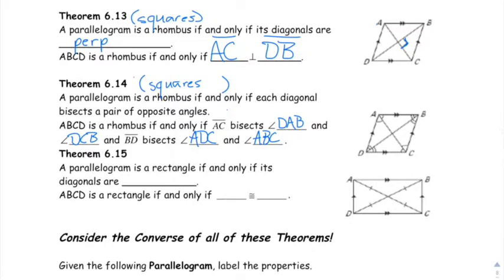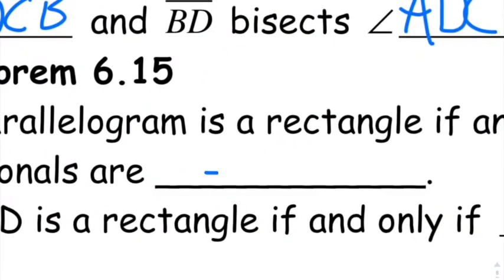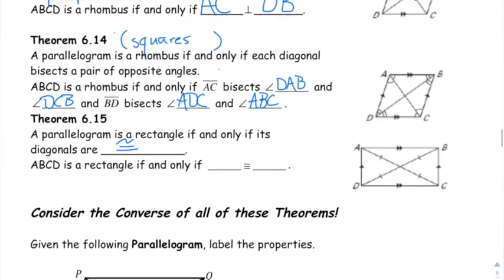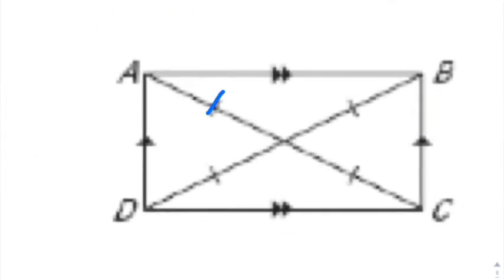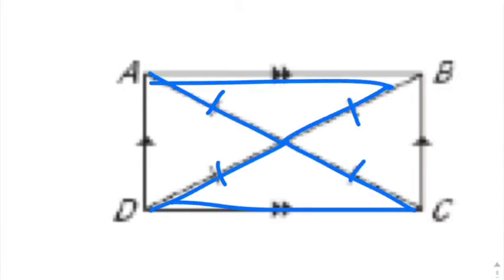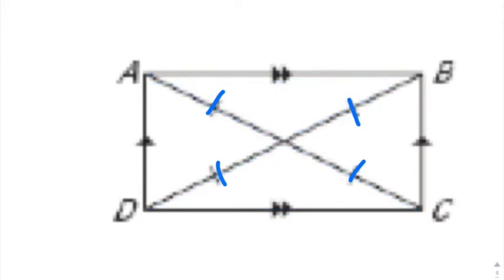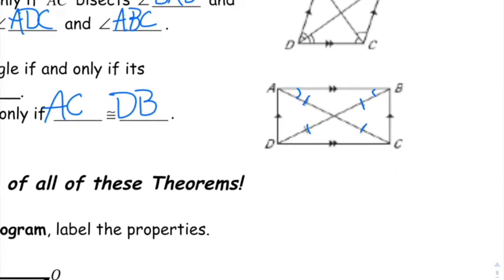Alright, now here's a special property of a rectangle. A parallelogram is a rectangle if and only if its diagonals are congruent. So we would say AC is congruent to DB. Alright, and what that makes is a bunch of little isosceles triangles inside of your shape. So then you can say that these angles here, I guess CAB and ABD, would be congruent since you have a bunch of little congruent miniature triangles.